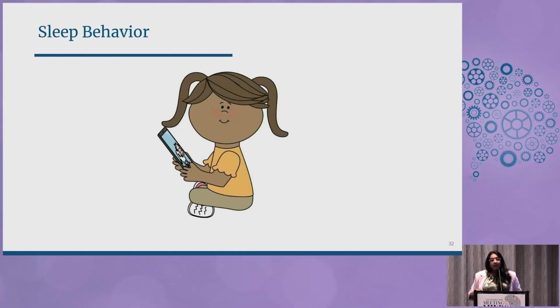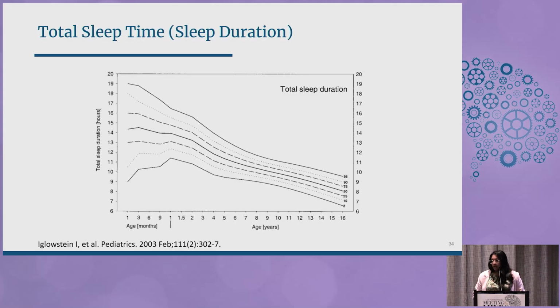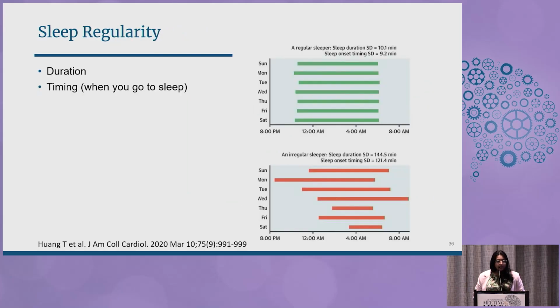So what can be measured? Sleep behaviors, sleep apnea, total sleep time, sleep stages, so distinctly physiologic periods of sleep, which can be assessed typically with EEG, sleep regularity, so like I said, duration and timing. So for example, Huang and colleagues found that both variable sleep duration and sleep timing was associated with increased cardiovascular risk in adults.